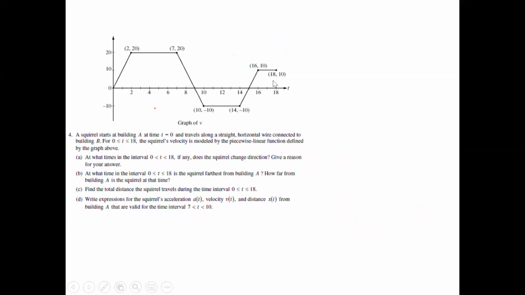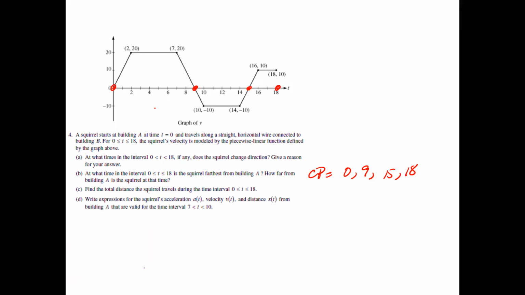Now let's take a look at part B. It says, at what time in the interval 0 to 18 is the squirrel furthest away from building A? How far from building A is the squirrel at that time? Let's look at the critical points: 0, 9, 15, and at the very end, 18. That's the time frame when the slope actually changes.